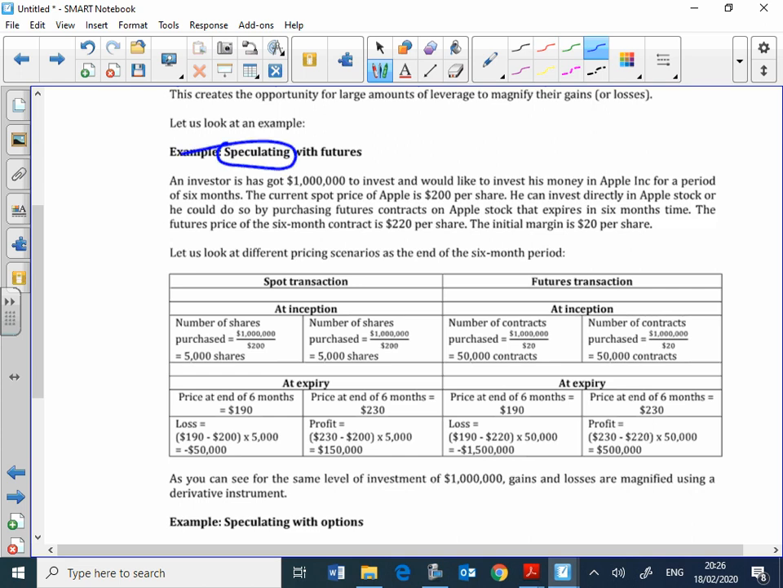An investor's got $1 million to invest. He would like to invest his money in Apple Incorporated for a period of 6 months. Current spot price is $200.